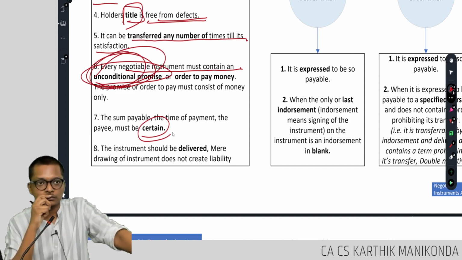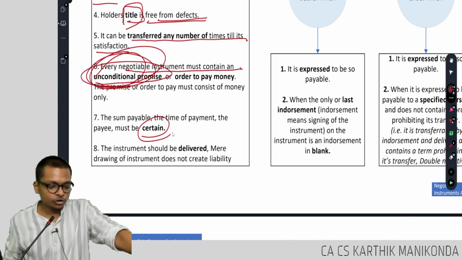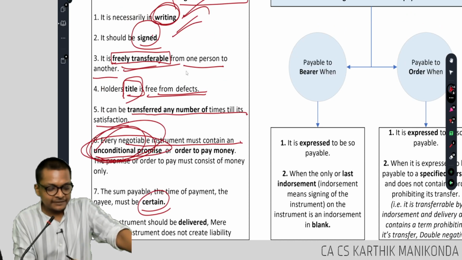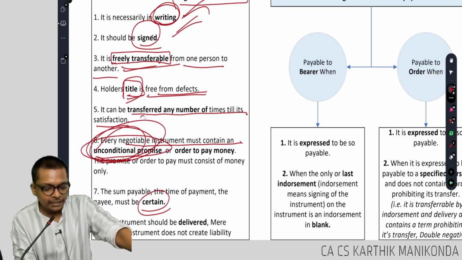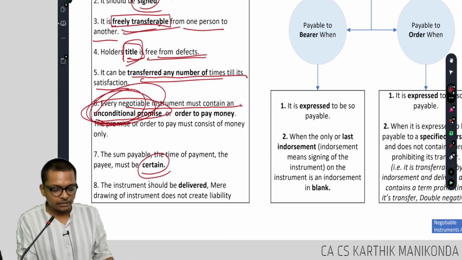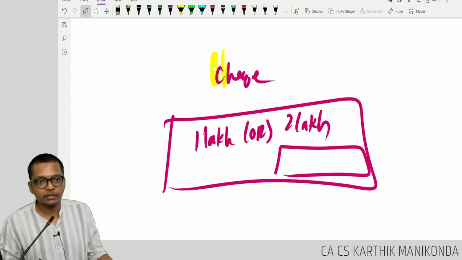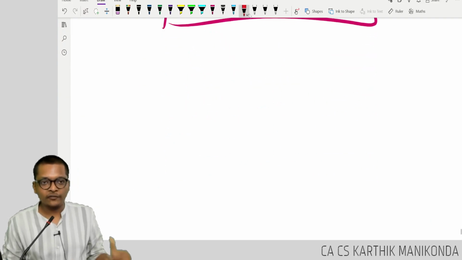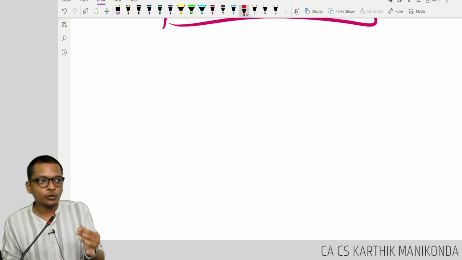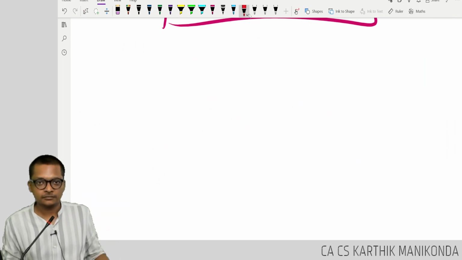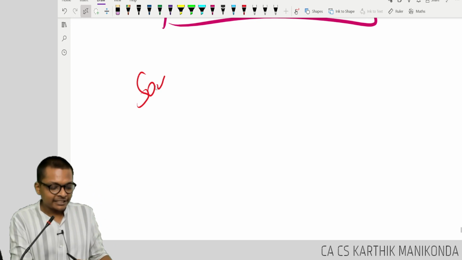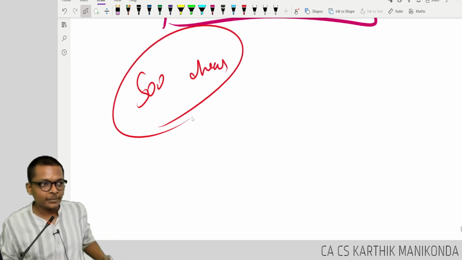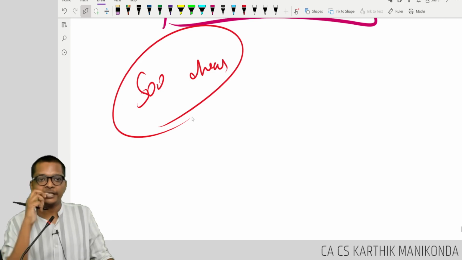Amount. So what are the points here? It should be in writing, signed, freely transferable, title is there, transferable any number of times, and it should be certain. Last point. I told everybody, after you clear your foundation exam, I will give each of you 5,000 rupees as a gift. So I prepared 500 checks, writing each of your names, but the check is in my bag only. Will you get the money?